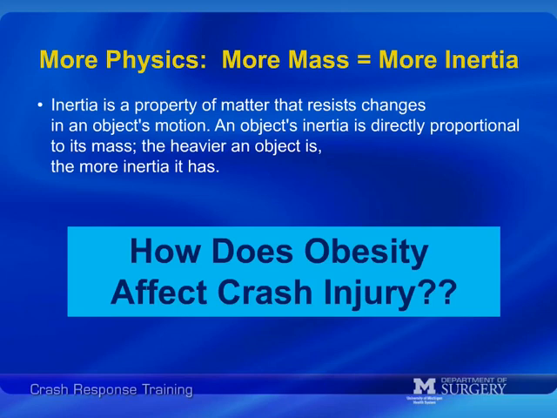More mass equals more inertia. The patient that we had was very large. Remember that inertia is a property of matter that resists changes in an object's motion. An object's inertia is directly proportional to its mass. So the heavier an object is, the more inertia it has, and the more force that has to be exerted to stop it. We're all aware of the obesity epidemic that's affecting our country. So a question that I might ask you is, how do you think obesity affects crash injury?